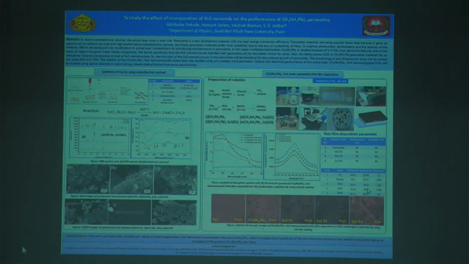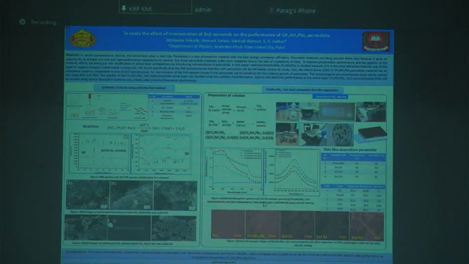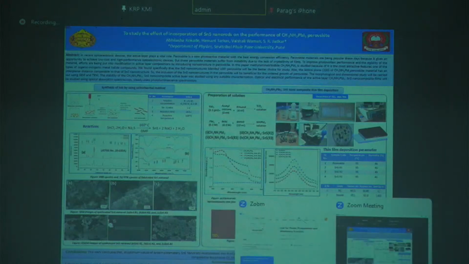The roughness of the film is reduced by incorporation of SnS R2. So from all these results, I can say that incorporation of SnS material at concentration 0.25 into the pristine perovskite, that is methylammonium, helps to increase the crystallinity and hence the performance and the stability of the pristine perovskite.